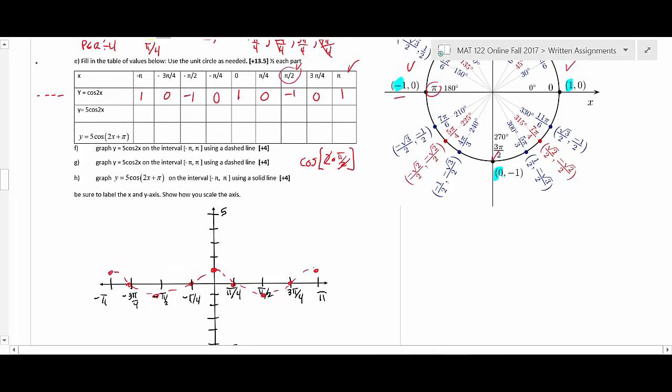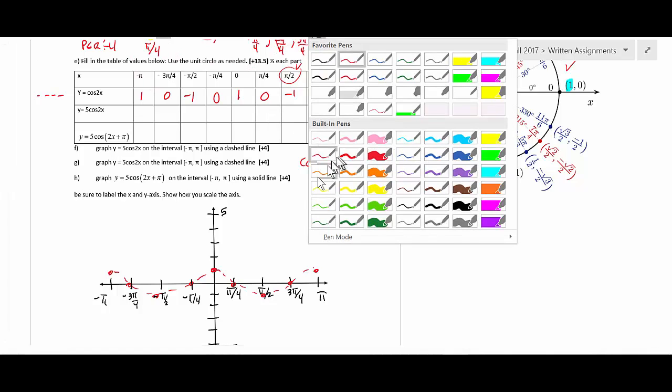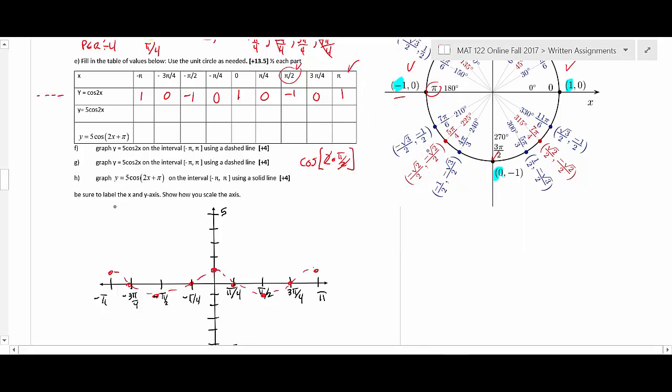Okay, all right, so now we're going to move on, and I'll pick another color. Let's do like a blue. And what this is going to do is this is going to change the amplitude. So that 5, it's multiplying the y values by 5. So 1 times 5 is 5. 0 times 5 is 0. Negative 1 times 5 is negative 5. And so forth. So you can put those in. Just in your head, you just realize you're multiplying by 5.